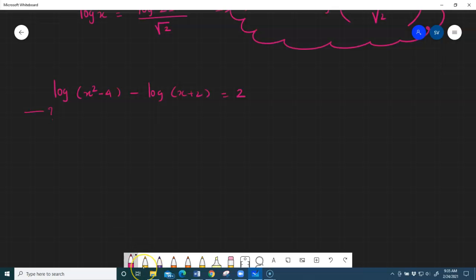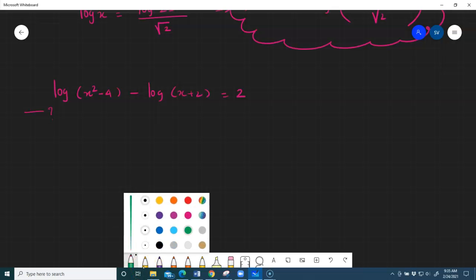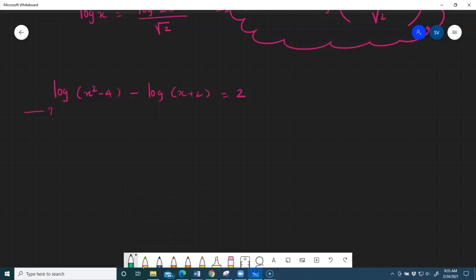See, in this question, I can see that this is in the form of log a minus log b. I know that log a minus log b is log a by b. That is the quotient rule of logarithm. So I will rewrite this as log of x square minus 4 over x plus 2 is equal to 2. Yep, it is like that. Okay, and I forgot to write the base. The base of this is 3, and this is also having base 3, so this base also will be 3.